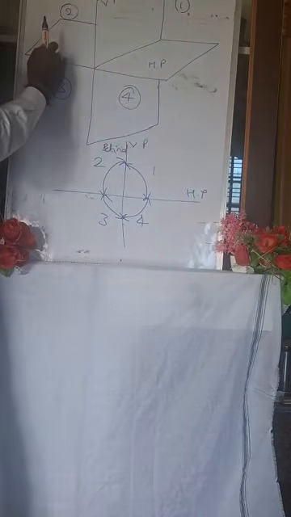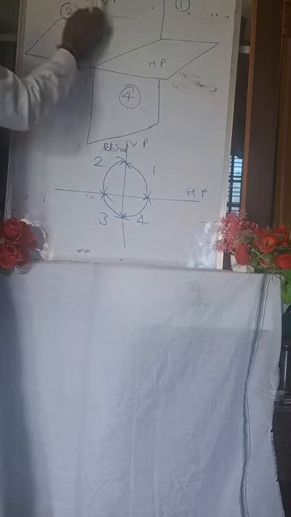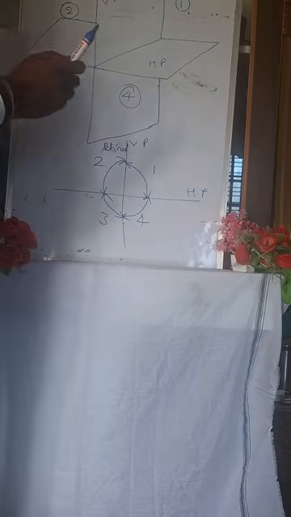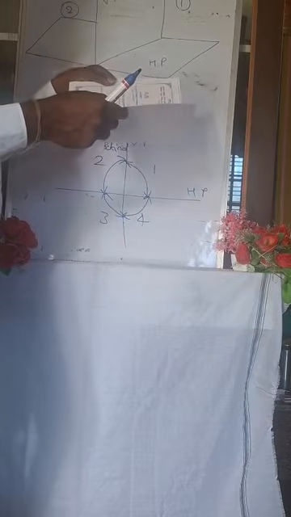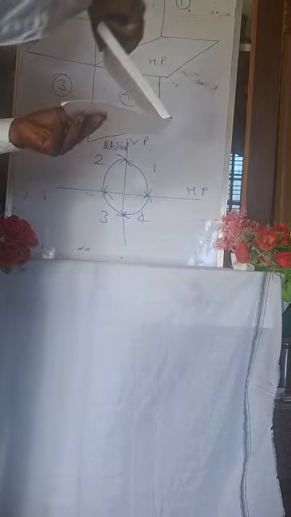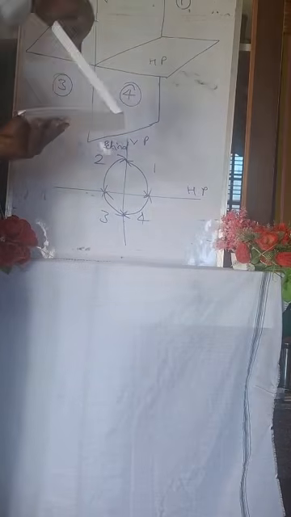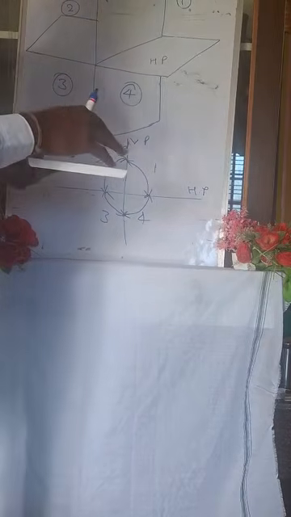The second quadrant is above the HP and behind VP. See what happens to the representation in the drawing. This is the first quadrant, and the second quadrant will be overlapping. The main thing is that nothing is shown anywhere in the second quadrant and fourth quadrant. This is overlapping.